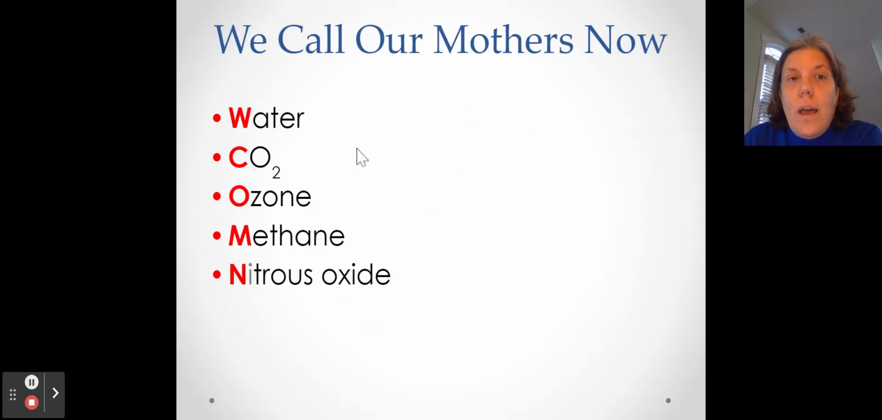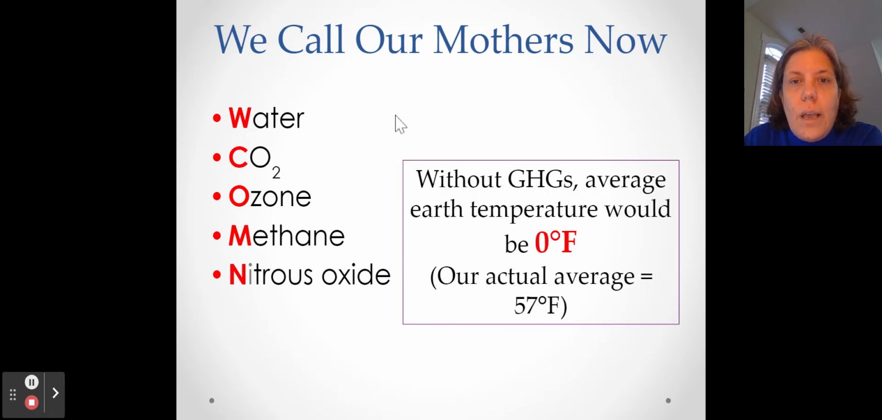Okay, so how can we remember those? We can do this little mnemonic called We Call Our Mothers Now: water, CO2, ozone, methane, and nitrous oxide. See if you can remember that. Make up another one if you'd rather, but you can put that in the box right there and write that down, and maybe that'll help you remember what all the greenhouse gases are.